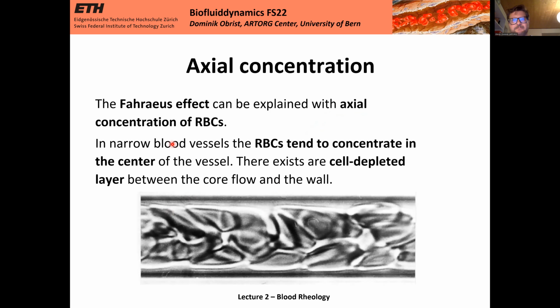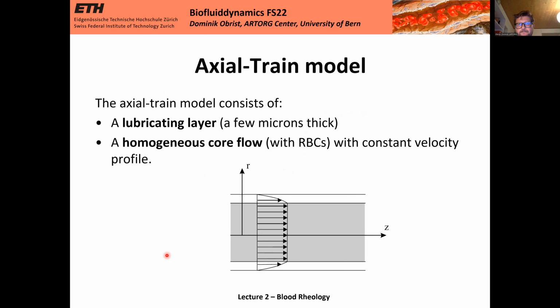And this can be explained by the axial concentration. In narrow blood vessels, RBC tend to concentrate in the center of the vessel. There exists a so-called cell-depleted layer between the core flow and the wall. There's a thin layer close to the wall, which has barely any red blood cells in it. There's an actual train model. You will do this in a homework assignment, which can help you to understand this phenomenon.